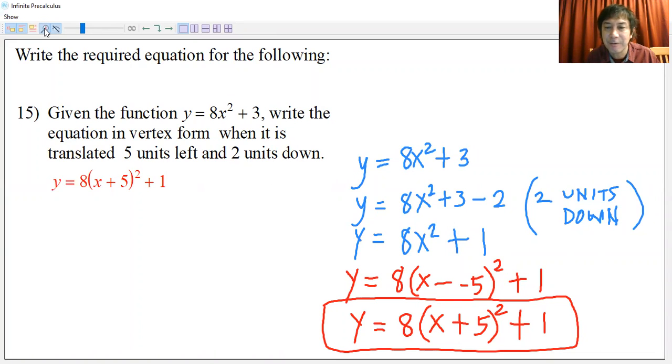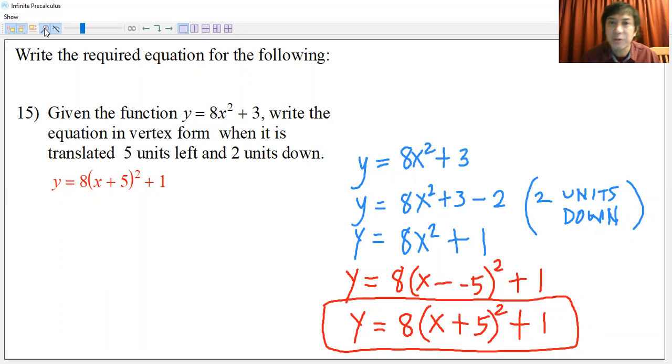All right, so there you can see the answer below the given statements. Y is equal to 8 times the quantity x plus 5 squared plus 1. So that goes to our number 15. Where is the vertex? The vertex is at negative 5, positive 1.